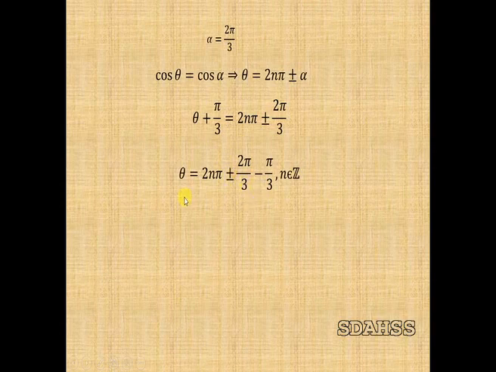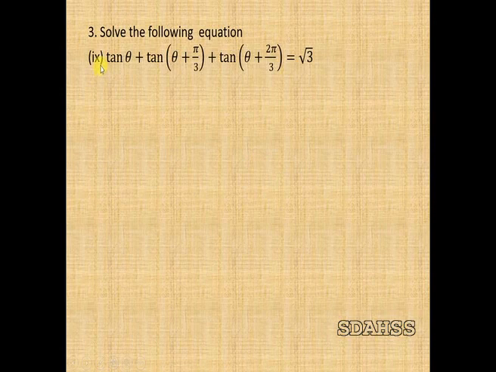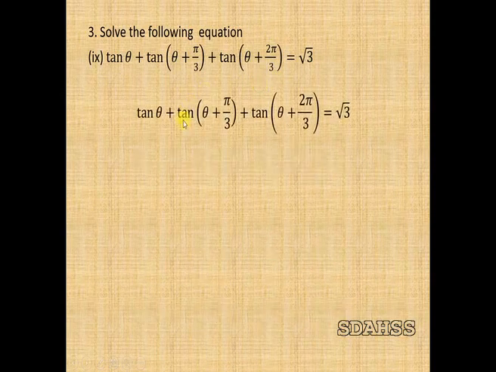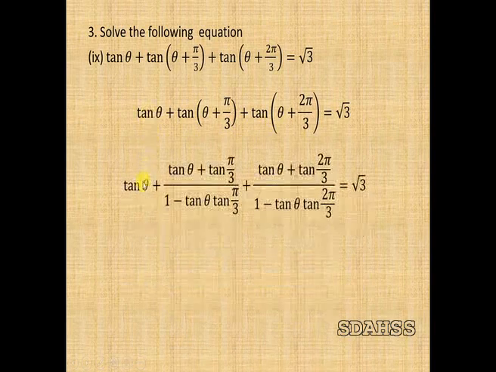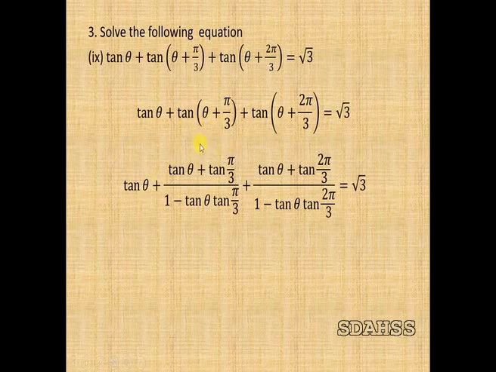Subdivision 9. Tan theta plus pi by 3 plus tan theta plus 2 pi by 3 is equal to root 3. Keep the first term as it is, tan theta, plus the second term is in the form of tan A plus B. We know that tan A plus B is tan A plus tan B divided by 1 minus tan A tan B.